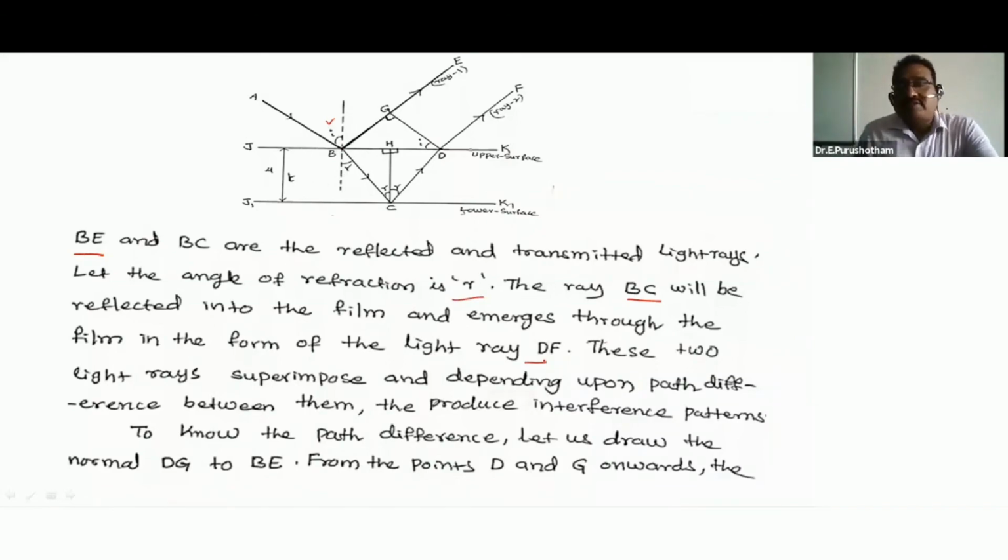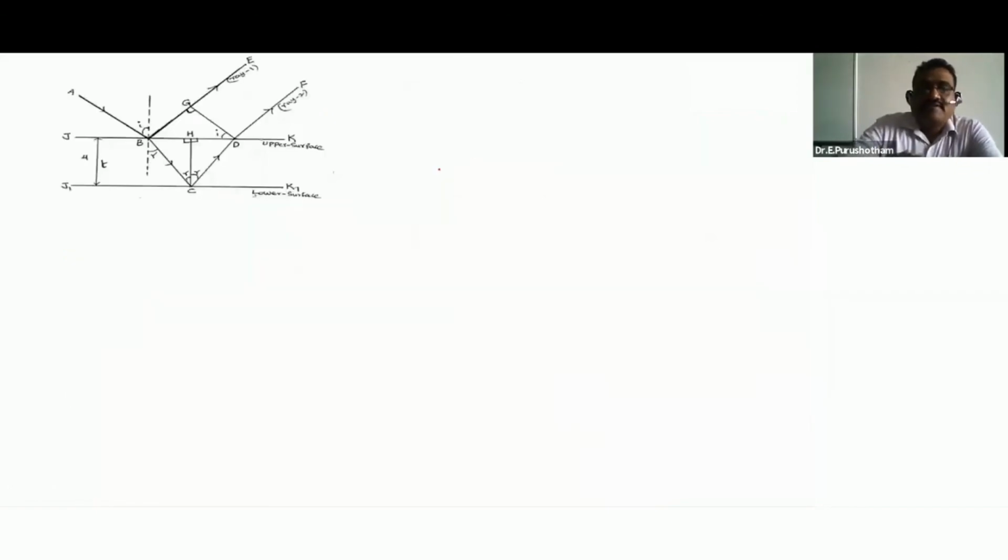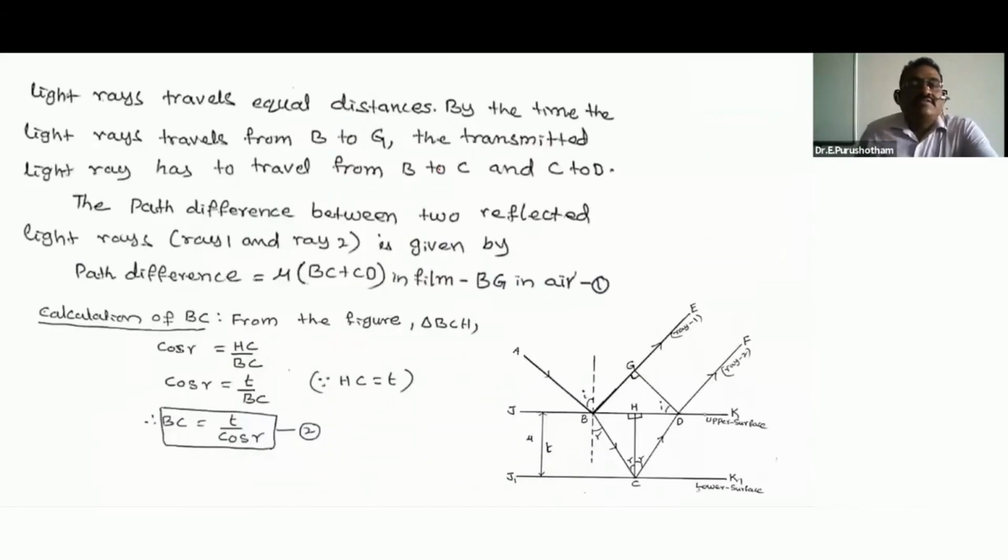So to know the path difference, let us draw the normal DG. You see, this is DG perpendicular to BE. From the points D and G onwards, the light rays travel equal distance. By the time the light ray travels from B to G, the transmitted light ray has to travel from B to C and C to D.